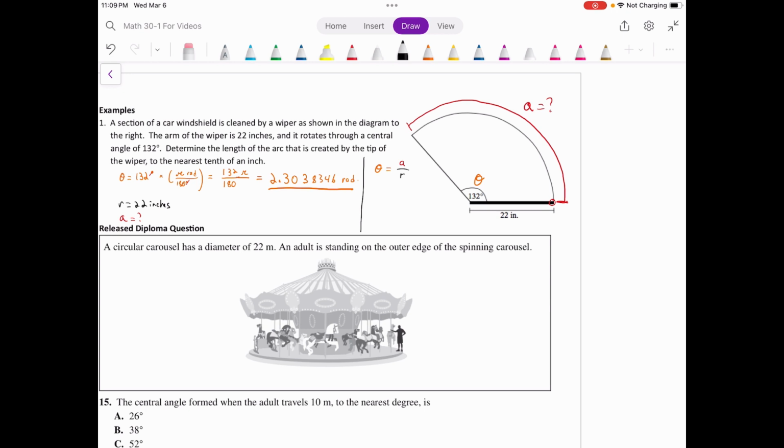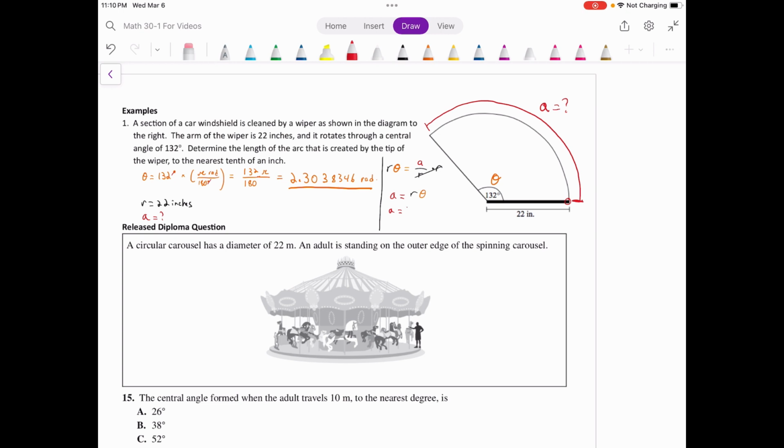Okay, but it's not solved for what we want. What we want to find is A, the arc length. So let's multiply both sides by R to isolate A. And we get that the arc length is just going to be R times our angle theta. So I'm just going to drop the color coding here. R is 22 inches. And theta, again, I'm going to use that unrounded answer, 2.303836.